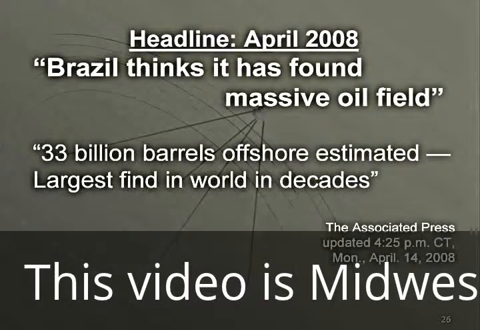By the way, we used to drill our wells about half a mile deep. Today, the average well is over 5 miles deep. Brazil thinks it found a massive oil field off the coast, in the ocean. They estimate 33 billion barrels of offshore oil, the largest find in the world in decades. That's from the Associated Press.